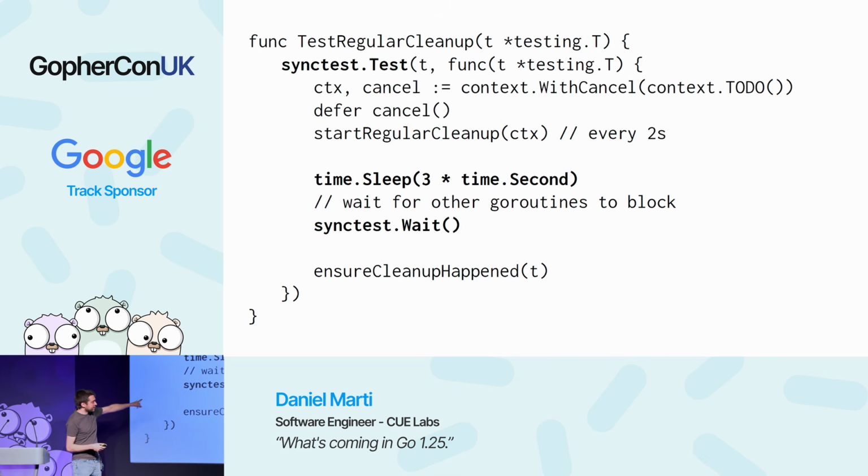And the only primitive that you get is a synctest.Wait, which says, okay, I've slept. Now wait for all the Go routines that have been triggered by the change in time to finish their job and get blocked by something else or finish. So this way, when we run ensure cleanup happened, we know for sure that the ticker ran at least once because it's been more than 2 seconds and we've waited for it to start and finish whatever it had to do.